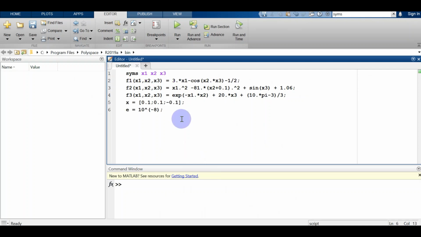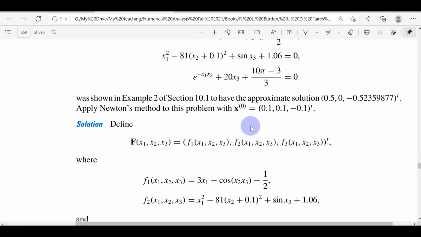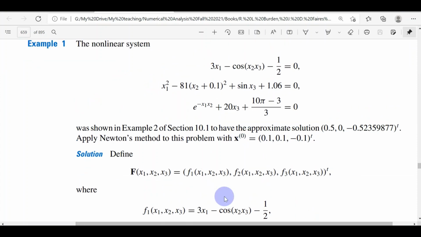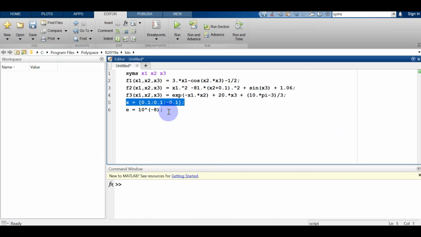Next I'm introducing my initial guess vector for all three variables, which were 0.1, 0.1 and minus 0.1 in the question that we solved. For the stopping criteria, I'm using a tolerance of 10 raised to the power minus 8, and the number of iterations I'm going to perform is 10, let's say.